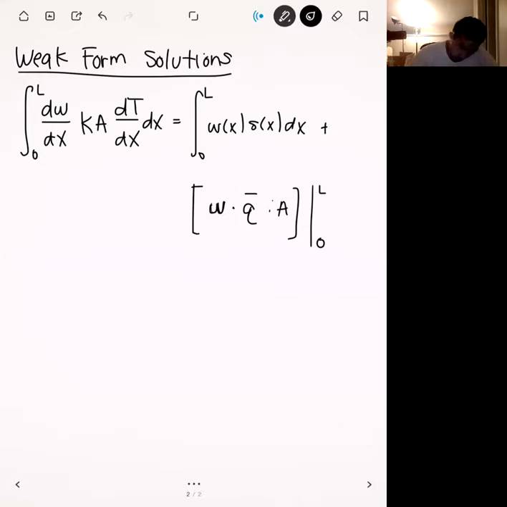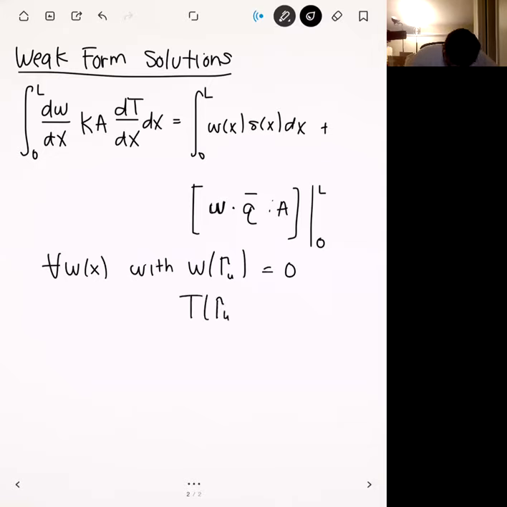Then let's talk about our requirements. The requirements are for all w(x), with w at the essential boundary, or wherever our Dirichlet boundary conditions are, equal to 0. Then we also have to supply the initial, or Dirichlet, boundary condition to our solution. Here, gamma u is the location of our Dirichlet boundary.